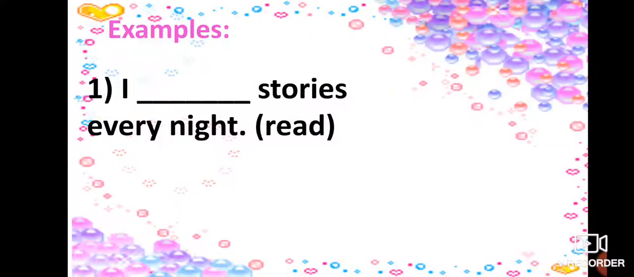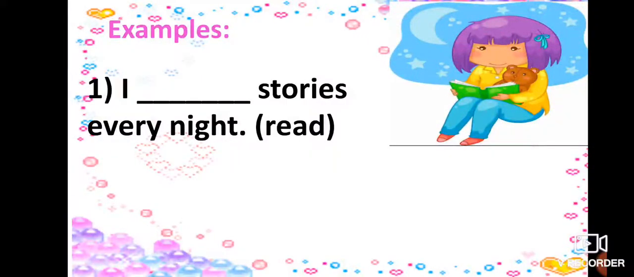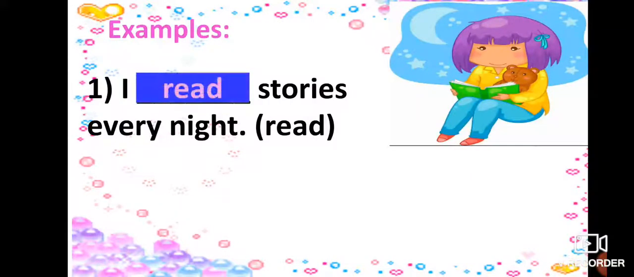Now let's see some examples. I dash stories every night. And the verb given here is read. So let's see the subject first. As I is the subject here, we are going to use the root form of the verb, and that is read.